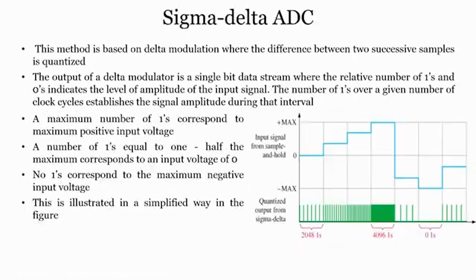Nothing so difficult in this particular ADC. Now, the final one would be sigma delta ADC. So, what exactly does sigma delta ADC mean? This method is based on delta modulation, where the difference between two successive samples is quantized.